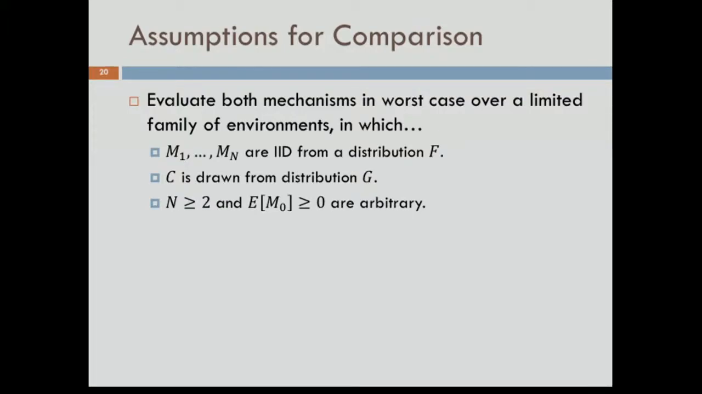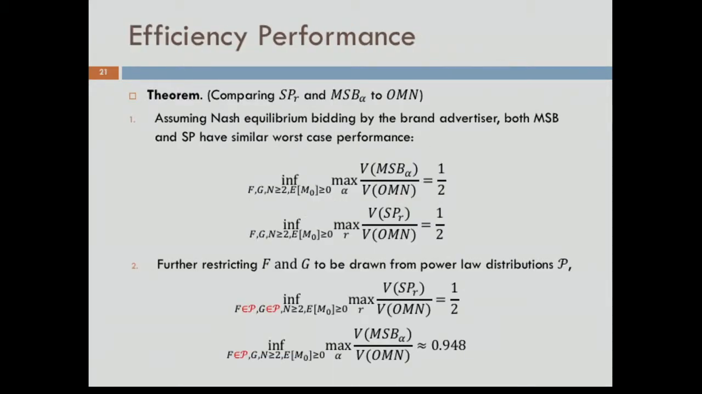And for the comparison, we're going to evaluate both mechanisms in a worst case over a limited family of environments. So we're going to assume that M1 through Mn are IID from some distribution, that C is drawn from some distribution F, C is drawn from some distribution G. There's at least two bidders. Other than that, n is arbitrary, and m naught is some non-negative number that's arbitrary. And so here's the theorem about the comparison.